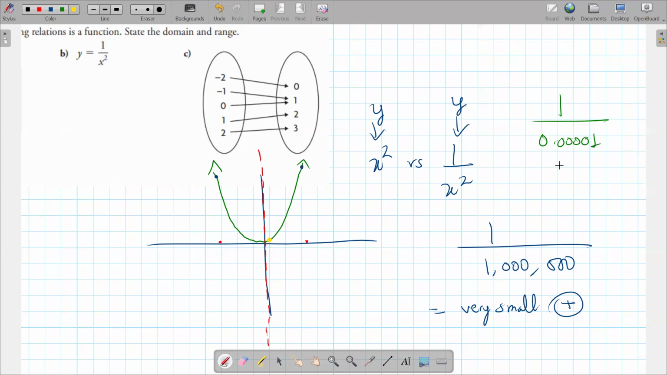So when you do 1 over a very small positive number, what do you get? A very large positive number. Yeah, exactly. You get a very large positive number. So this point on the original function is going to shift all the way over here. It's going to become a million. Same thing here, because this is symmetrical. This point here is also going to go all the way up.